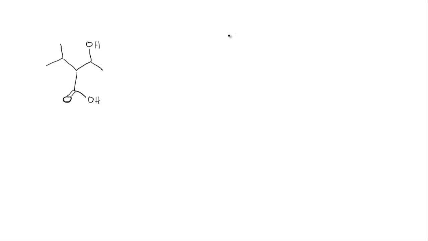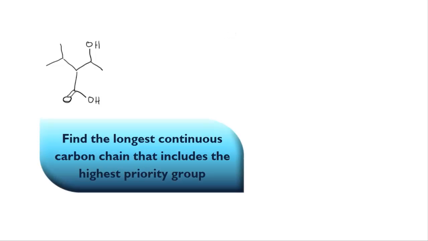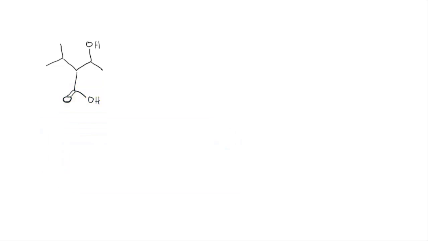So in examining our molecule, we need to find the longest continuous carbon chain that includes the highest priority group. For this structure, this is the carboxylic acid. This is higher in priority than the alkyl group or the alcohol OH group. In numbering the longest chain, we make sure to give the carboxylic acid group the lowest possible carbon number.